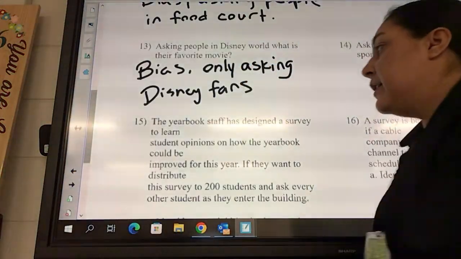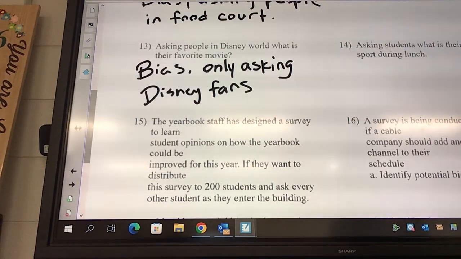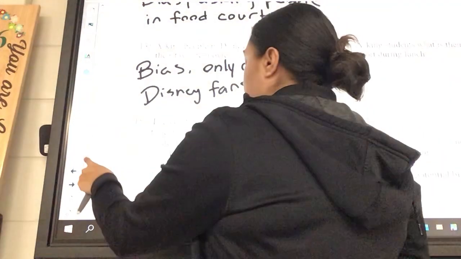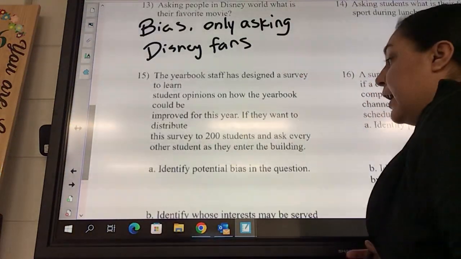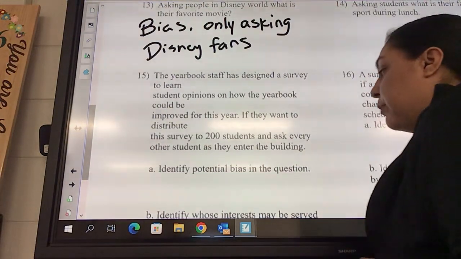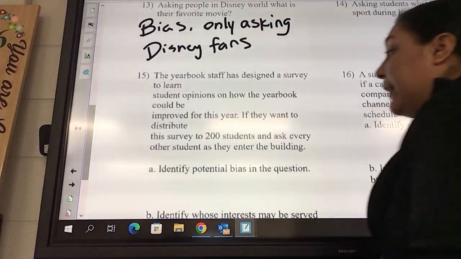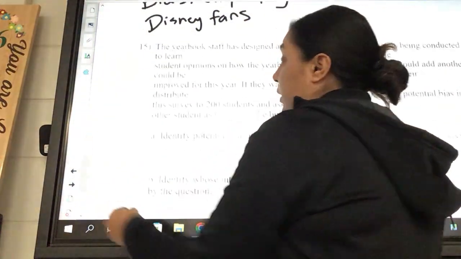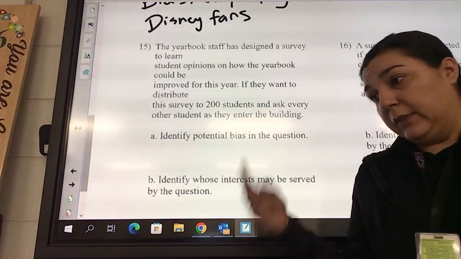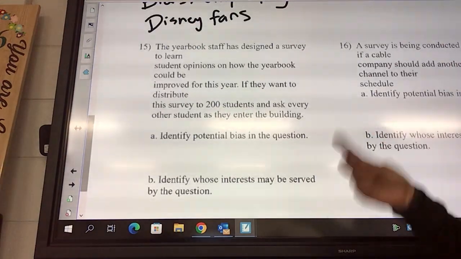Okay, the next one says, the yearbook staff designed a survey to learn student opinions on how the yearbook could be improved for this year. If they want to distribute the survey to 200 students and ask every other student as they enter the building, identify the potential bias in this question. So in this case, they're doing a survey about the yearbook, and they decide to ask 200 kids. So they're saying, kid number 1, come in. Kid number 2, come in. Kid number 3, come in. And they're asking every other kid.